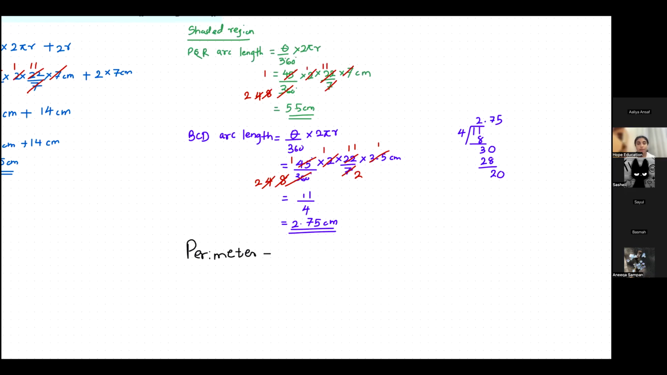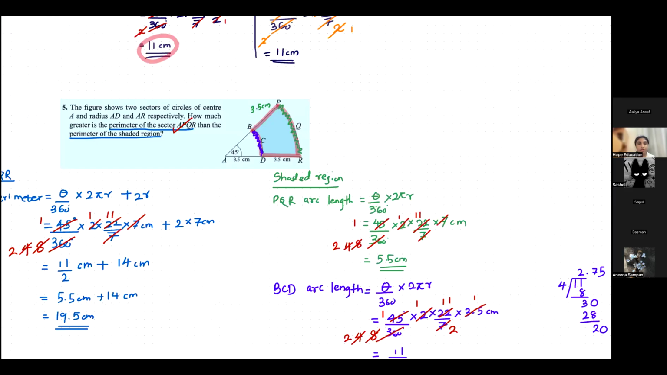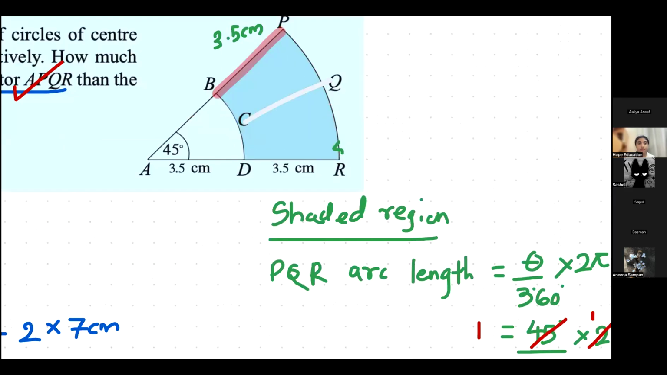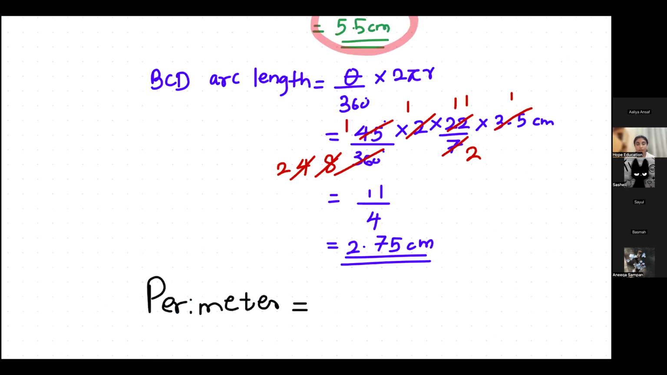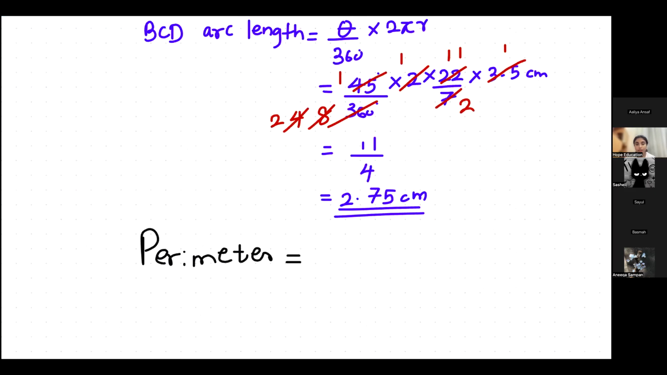I'll erase a little bit. We will find the perimeter. First we need the perimeter of PQR. We calculated the perimeter of PQR here, that is 5.5 centimeters. So let me write it here: 5.5 centimeters plus.